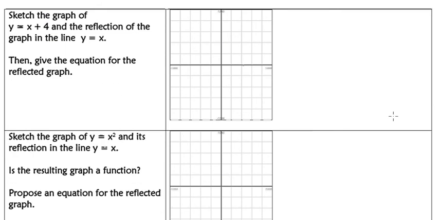All right, here we go. It says sketch the graph of y equals x plus 4 and the reflection of the graph in the line y equals x. Then give the equation of that reflected graph. So let's start off by just graphing y equals x plus 4.